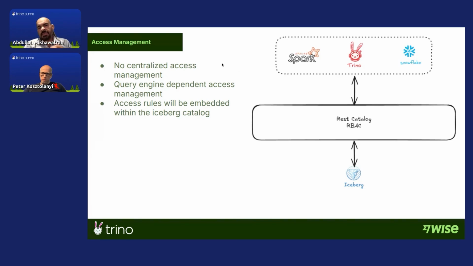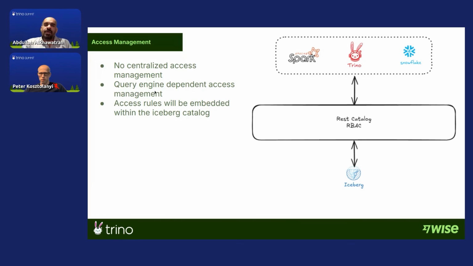Another thing is access management. So far, we've been relying on Trino access rules to control the access management for the Iceberg tables. But the problem here is the separation between the rules and the Iceberg catalog. So basically, this means that we will have to do more work on the Trino side just to keep the access rules up to date with any changes to the Iceberg schemas or tables.